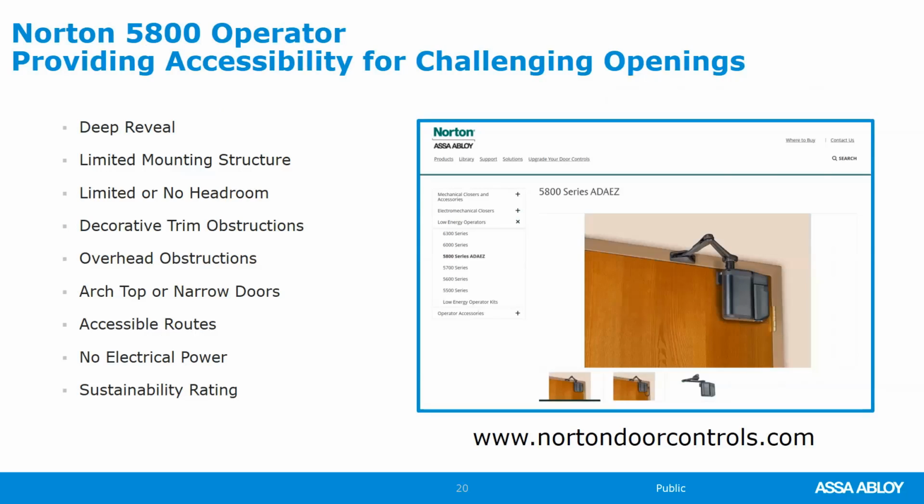Okay, so in review, the Norton 5800 low energy power operator can provide accessibility for challenging openings using reasonable modifications with low difficulty and expense to the building owner. The applications include deep reveal, limited mounting structure, limited or no headroom, decorative trim obstructions, overhead obstructions, arch top or narrow doors, accessible routes, no electrical power situations, or where you might have to obtain a sustainability rating. For more information, you can visit our website at nortondoorcontrols.com.